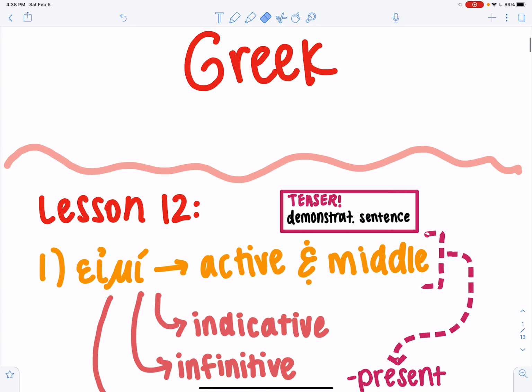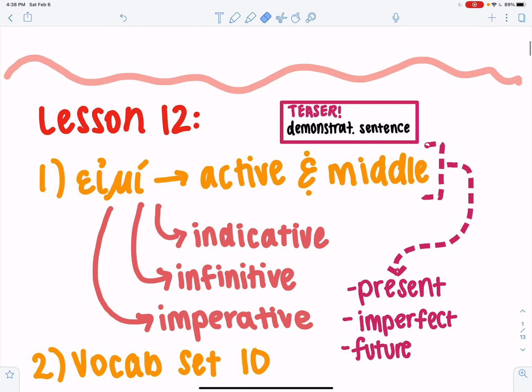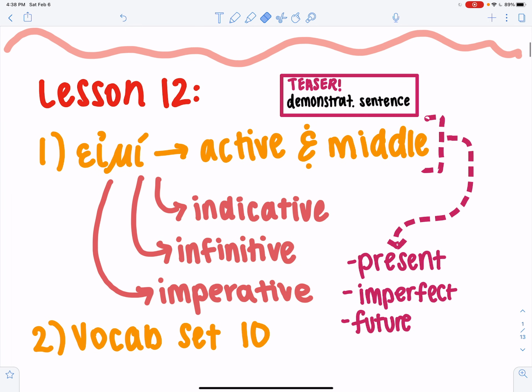Today we're going to be focusing on one verb for the entire lesson, and that verb is ειμί, which means to be or exist, so it is going to be used a lot. It's got a lot of different endings and accents that are going to seem unfamiliar compared to the verbs we've already learned, but it is a super important verb, and all you've got to do is really memorize some more endings, and then we can apply them.